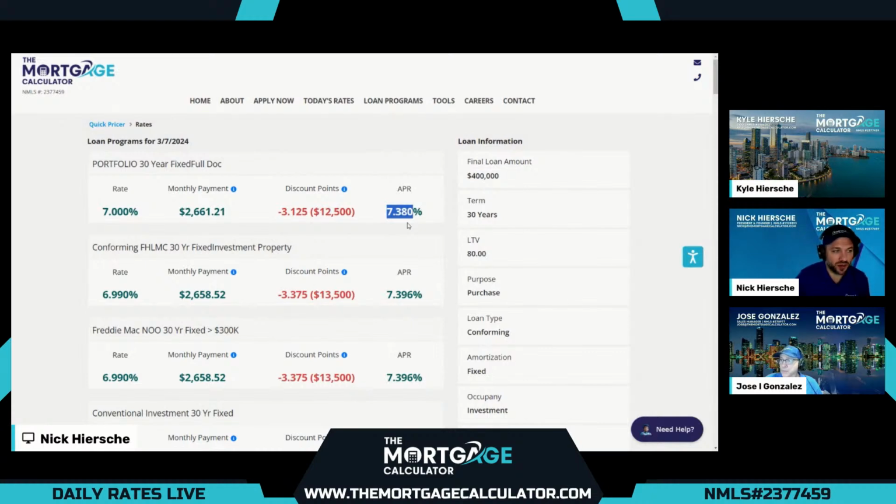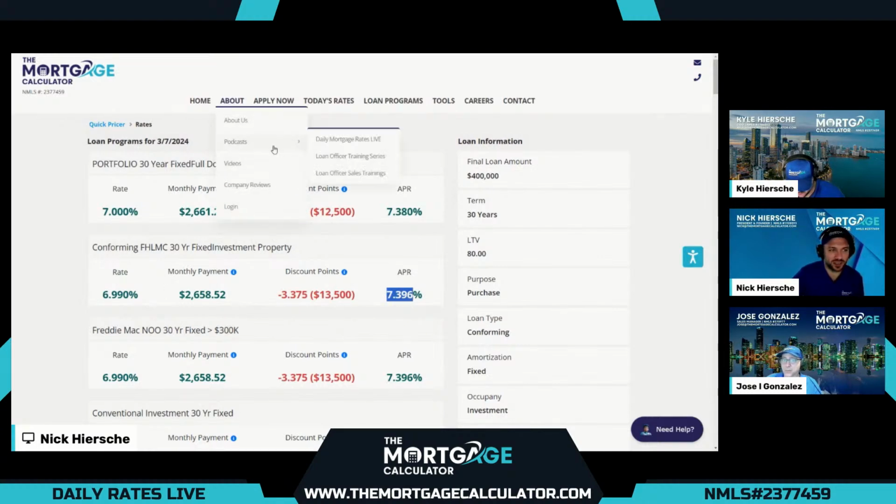So a good option compared to conventional, which the first true conventional option here is FHLMC, stands for Freddie Mac. So this option is 6.99 rate for 3.375 discount points in cost, puts the final APR at 7.396. So this is the first true conventional. If the rates go down a little bit more, I expect this to come back to the top and the portfolio option to go back down.